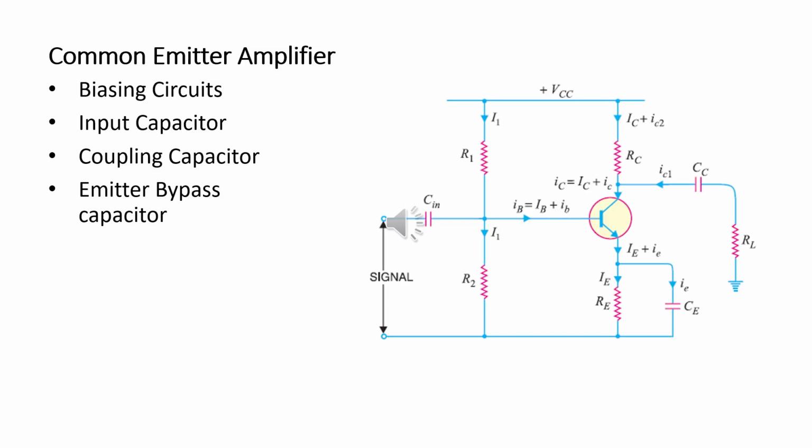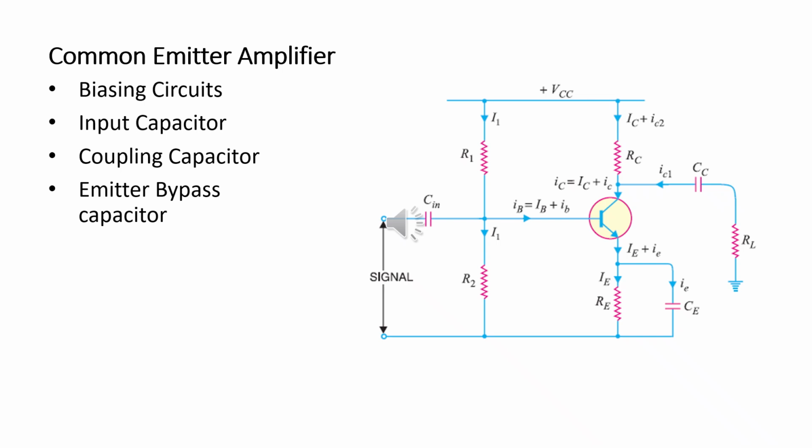Now we are going to discuss the common emitter amplifier. In a common emitter amplifier, we have got biasing circuits, an input capacitor, a coupling capacitor, and an emitter bypass capacitor. So we can just see the circuit diagram given. We have got a transistor.